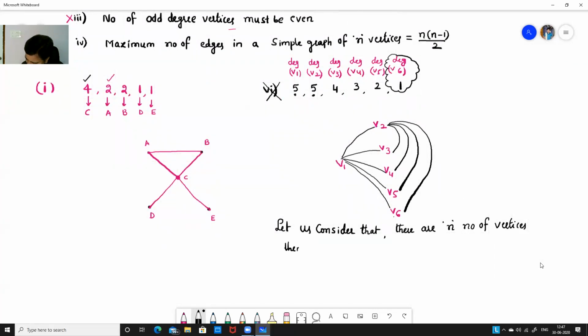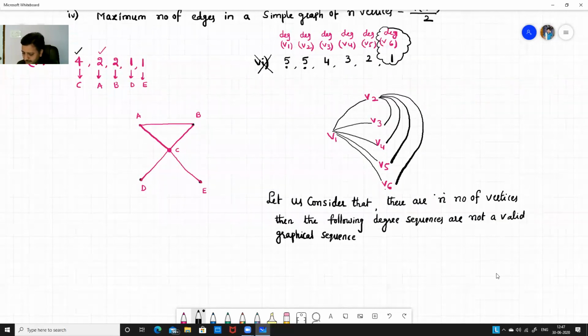Then the following degree sequences are not a valid graphical sequence. What is the meaning of graphical sequence? It means they do not form any simple graph. Not a valid graphical sequence. What are the invalid sequences?